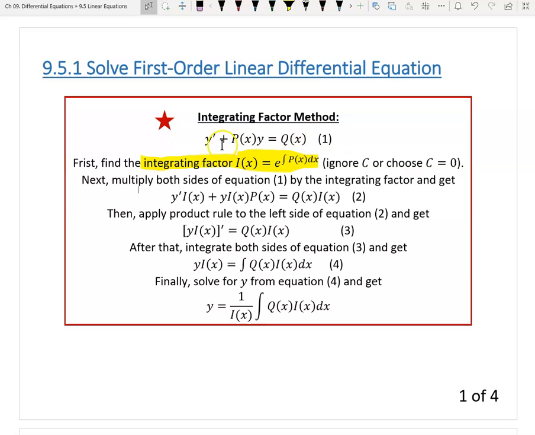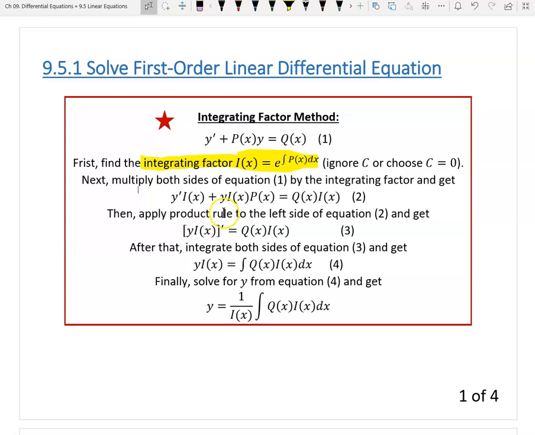The second step is this. Multiply both sides of equation 1 by I of x. If we multiply I to the first term, we get this. Multiply I to the second term, we switch the order, we get this. Multiply to the right side, of course, we get the right side. This is the second equation. Now, on the left side, we can follow the product rule. Imagine this is true: the derivative of y times I equals the left side. Therefore, equation 2 goes to equation 3. See, equation 3 is much simpler.